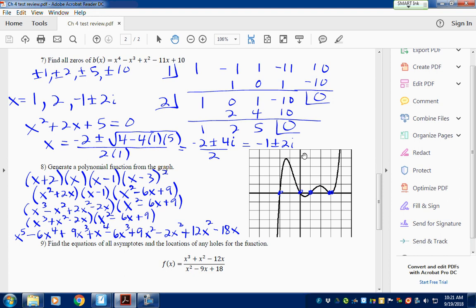So move this out of the way. No, let me move it. Okay. Right, can't move any of that. So I'll do it in a different color.